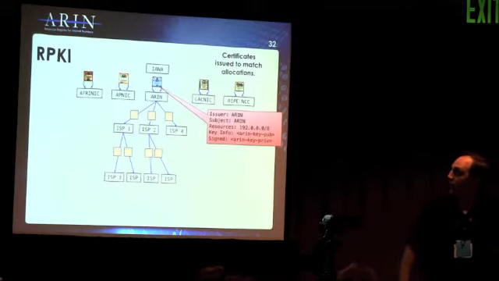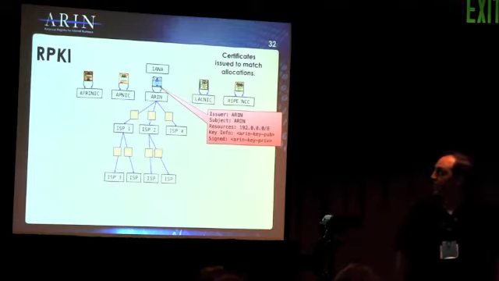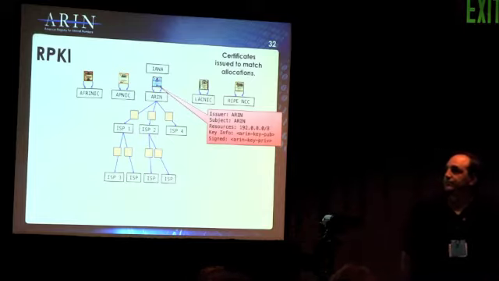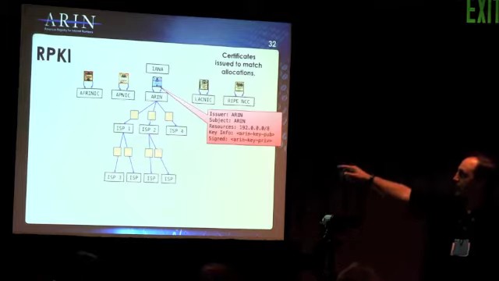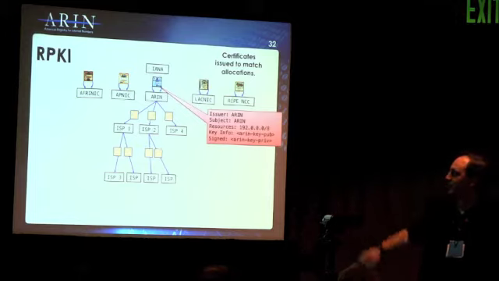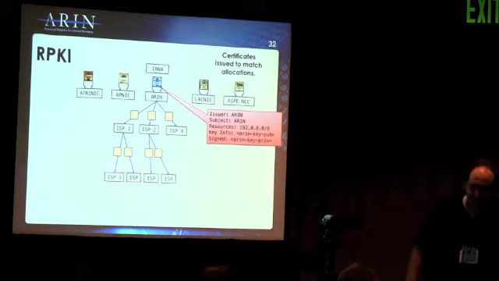So each RIR is their own trust anchor. Each RIR has a self-signed cert at the top, and it covers all of our resources. Obviously, if we have a little more than 192/8.